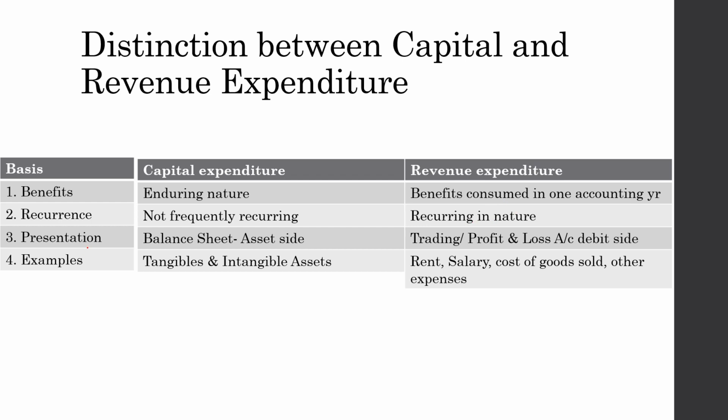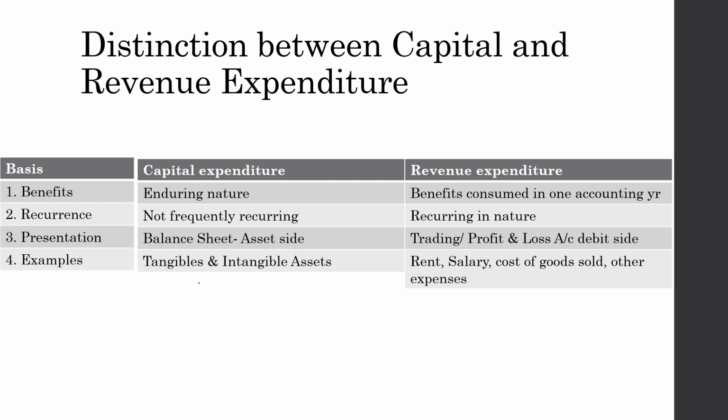Third point of difference is on the basis of presentation. Where do you put that in the financial statements of a business? Capital expenditure would be shown on the asset side of the balance sheet, whereas revenue expenditure would be on the debit side of either the trading account or the profit and loss account, on the basis of whether that expenditure is a direct or indirect expense.